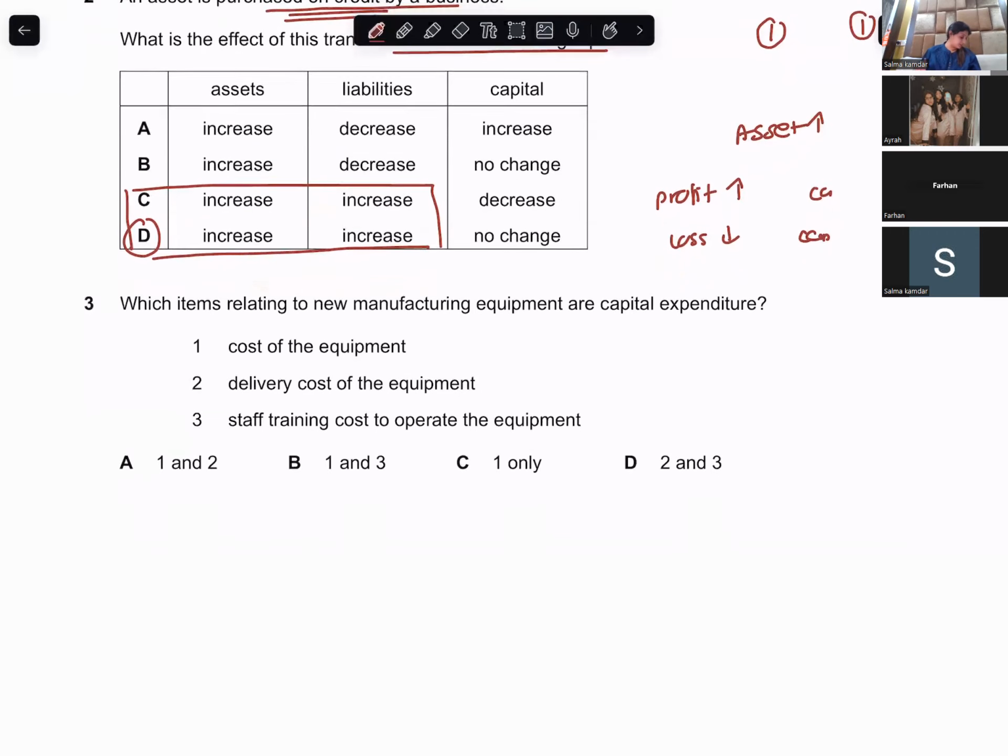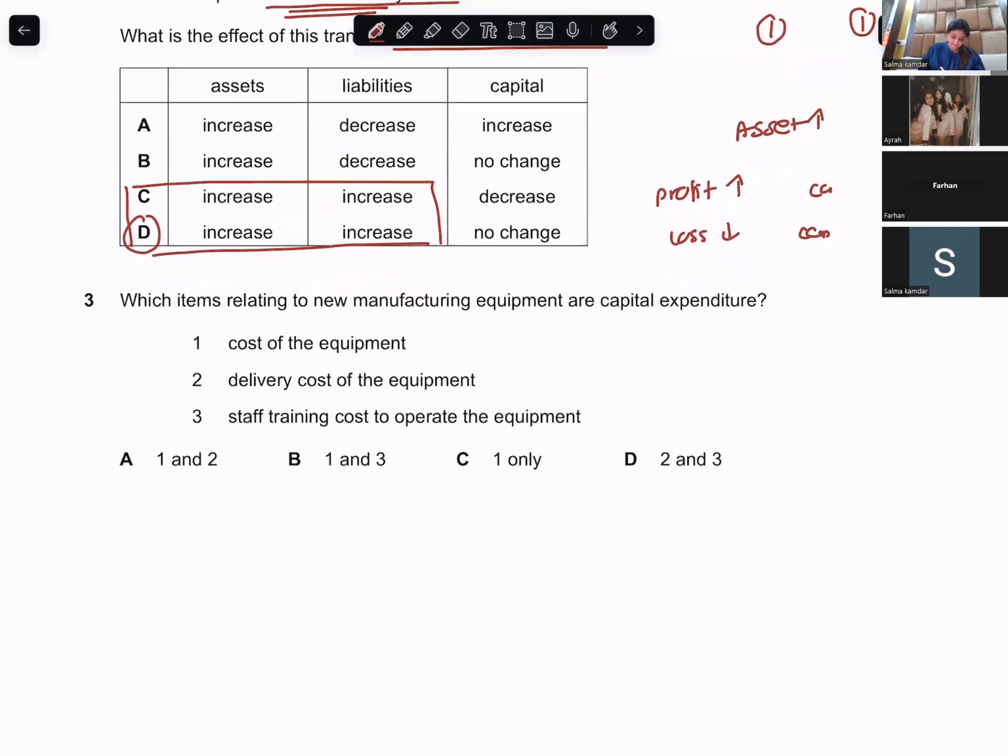Come on, go to the next one. Okay. So question number 3 says, which items relating to new manufacturing equipment are capital expenditure?